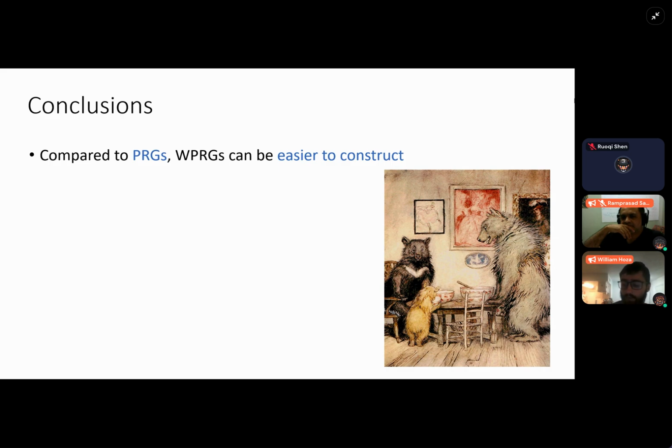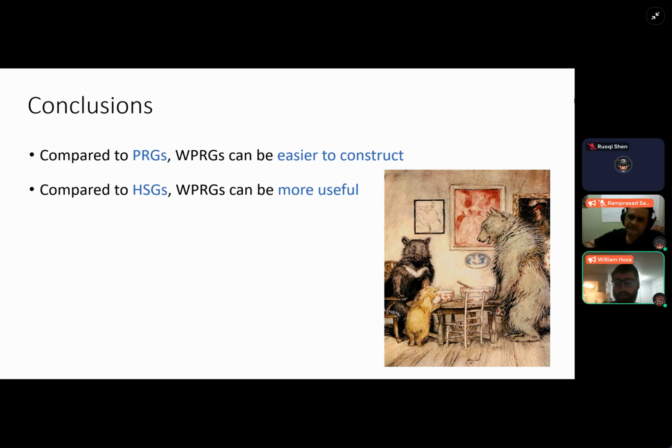But at the same time, weighted pseudorandom generators are still useful once we've constructed them, right? This application to de-randomization is really showing that these things are useful. And in particular, they seem to be more useful than the traditional concept of hitting set generators. So it seems that weighted pseudorandom generators are this Goldilocks concept that are striking a nice balance between these two competing goals of being easy to construct and useful once you've constructed them.